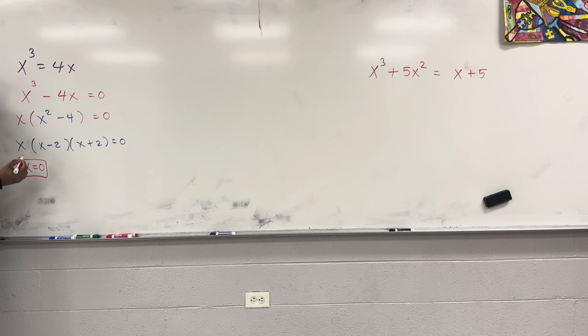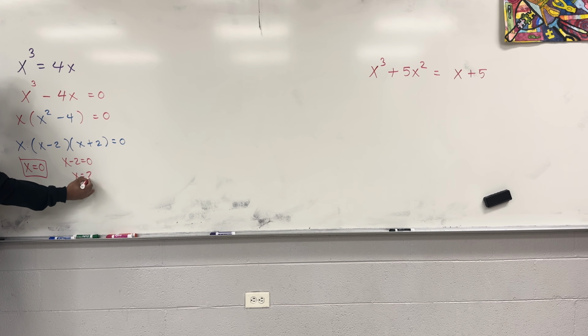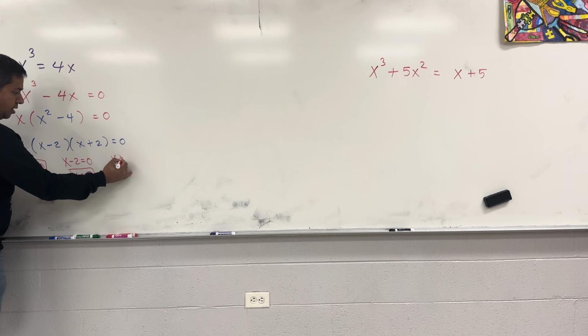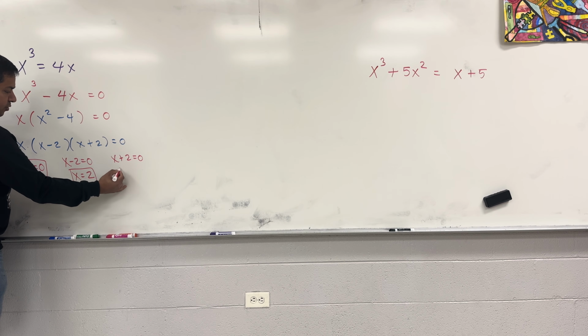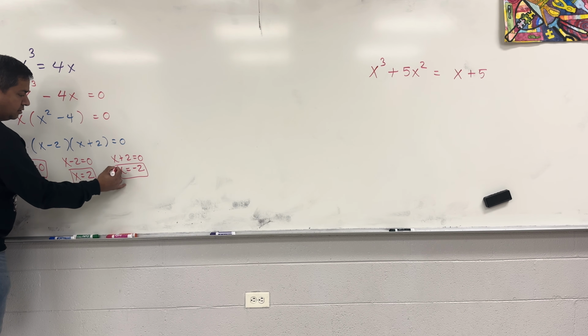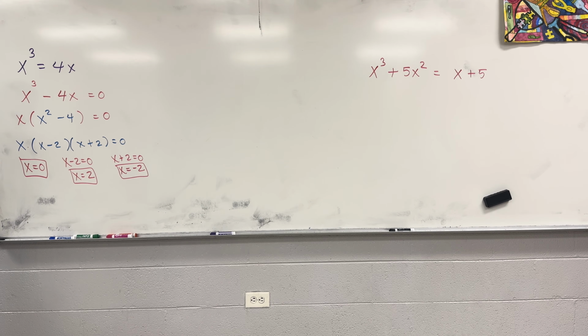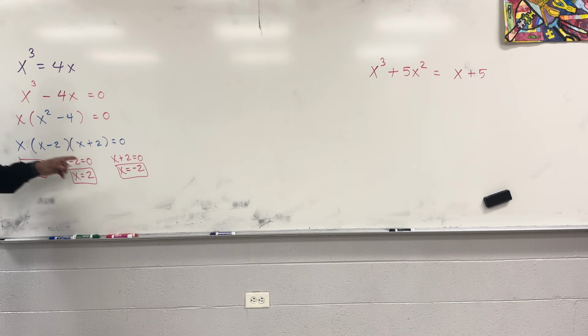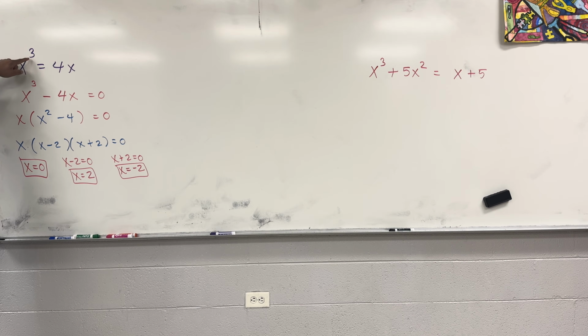which gives me an answer right away, right? Or x minus 2 equals 0, which means x would be what? Positive 2. Or x plus 2 equals 0, which means x equals what? x equals negative 2. All right. So we have 3 different solutions, 0, 2, negative 2. And we already knew we were going to get 3 solutions at the end, right? And these are your solutions.